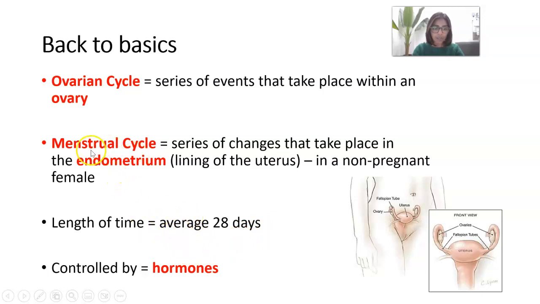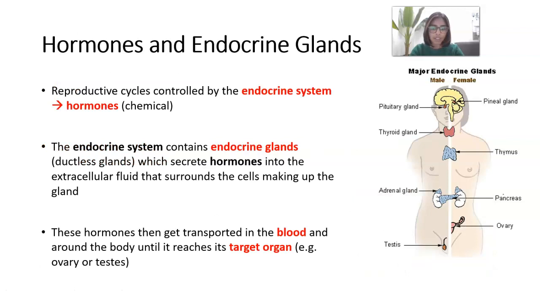Now, these two cycles, the menstrual cycle and the ovarian cycle, are controlled by hormones. The hormones that we need to look at are the pituitary gland hormones, which are LH and FSH, and the ovarian hormones, which are progesterone and estrogen. We know that the endocrine system contains endocrine glands, which are ductless glands. Endocrine glands are these glands shown in the diagrams represented on males and females.